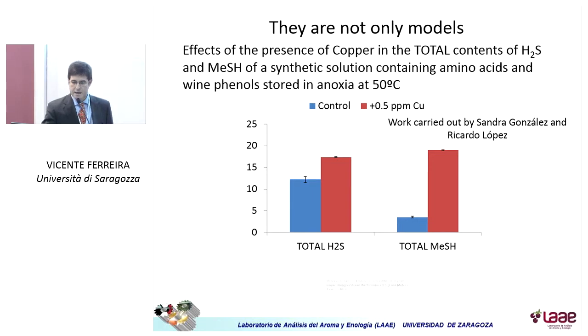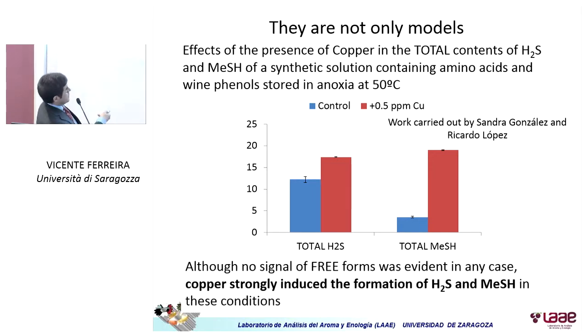As you can see, in the samples containing copper, there is much more total hydrogen sulfide and more total methanethiol. So, although no signal of free forms was evident, copper strongly induced the formation of sulfhydric and methanethiol in these conditions.